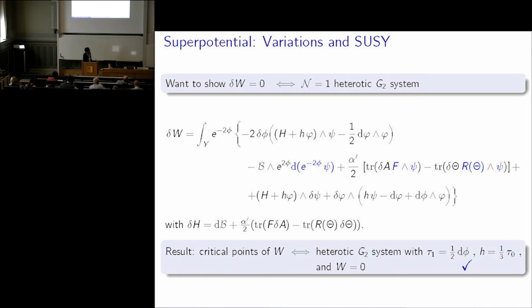And then we go on. So we perform a variational analysis to show that this indeed reproduces the heterotic G2 system. I just want to give you a glimpse of that. This is the variation that we write down.